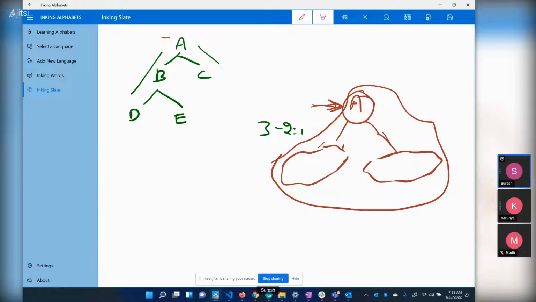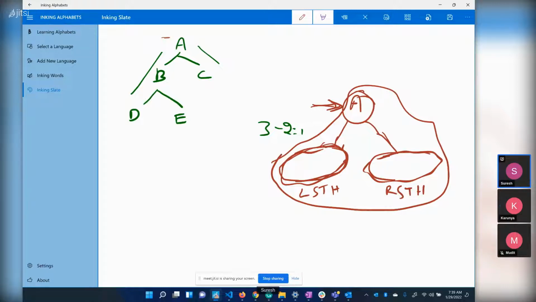We need to get the height of the left subtree and the height of the right subtree. Exactly. So that is how to do it. Get the left subtree height, let's say left subtree height, and this is right subtree height. Calculate the left subtree height, calculate the right subtree height, and then what do we need to do?